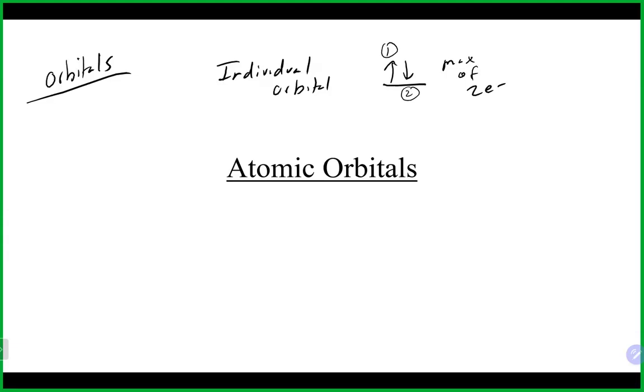So any individual orbital that you have, that is the maximum number of electrons that you could put into an atomic orbital. Do you have to put 2 in there? The answer is no. You could have some that are empty, some that have 1 electron, and some that have 2 electrons in there. But you cannot have more than 2 electrons in an individual orbital. So let's talk about where we find these.